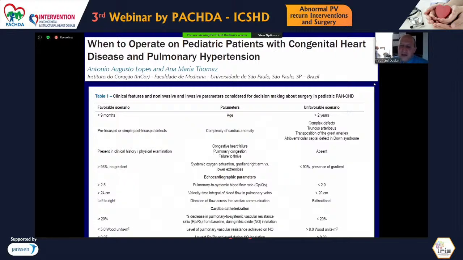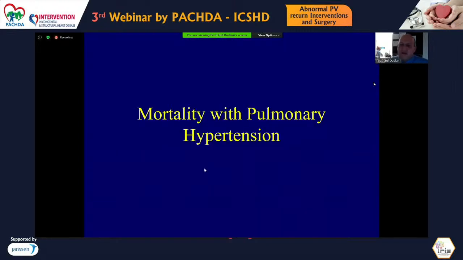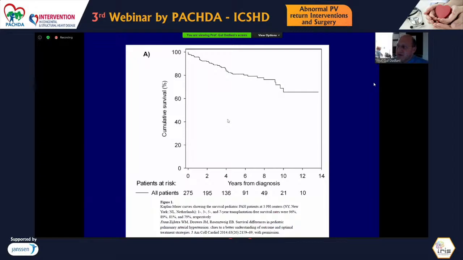And when we go to the cath lab, we want to be able to challenge those patients with oxygen and nitric oxide to test the pulmonary vasculature and look at that pulmonary vascular resistance as well, to look for those changes. This is just a nice little flow chart that you can use in your clinical practice when you're assessing a child with pulmonary hypertension. So we do that preoperative assessment so that we can avoid having mortality with pulmonary hypertension when we have a child with congenital heart disease and pulmonary hypertension.